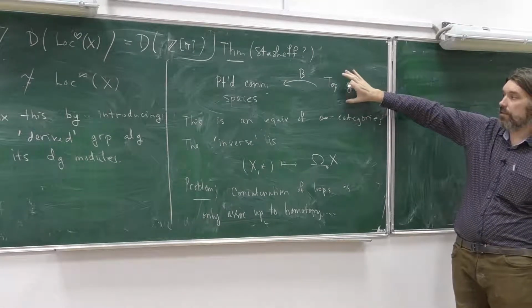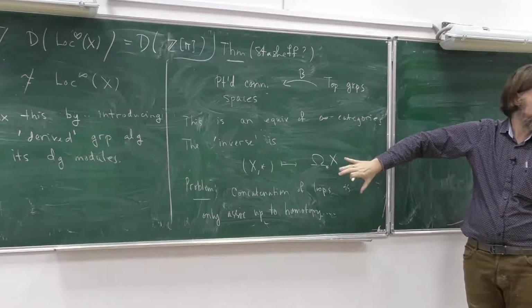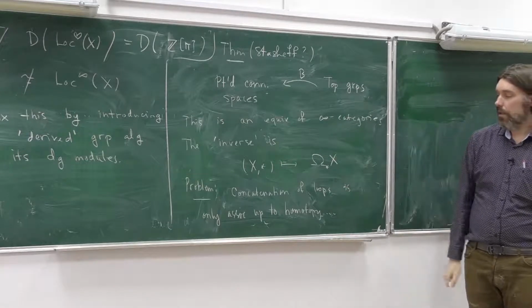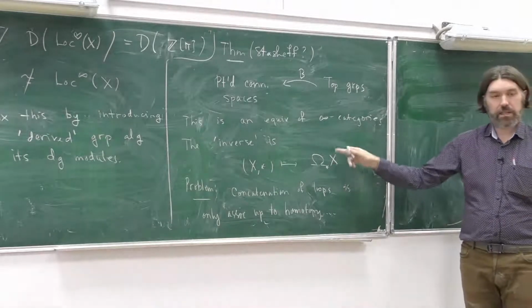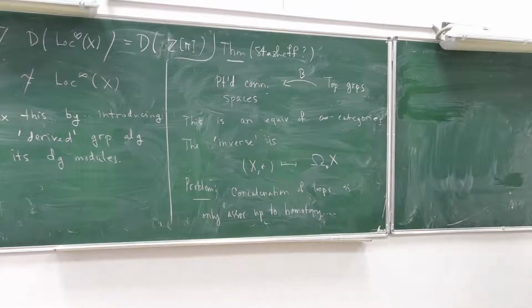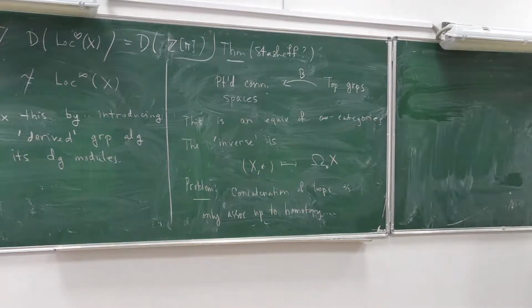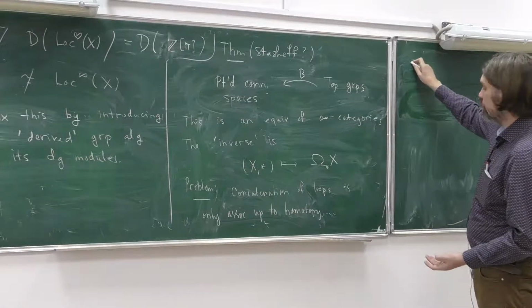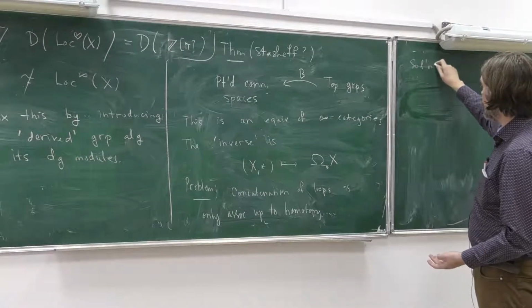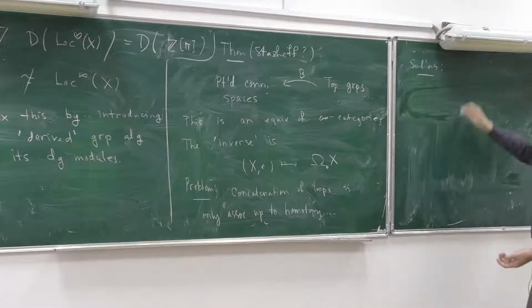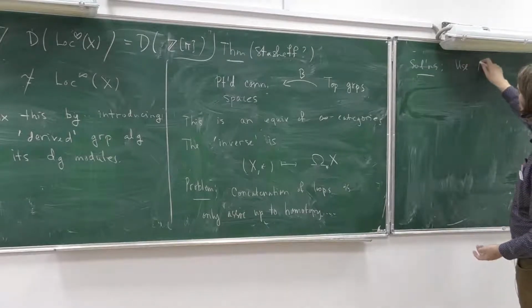So kind of replace this, resolve this category by another equivalent category, and then figure out a way to make this into an A infinity group. Another way to do it is to find a more rigid model. So there are various solutions to this problem. One is use A infinity groups.